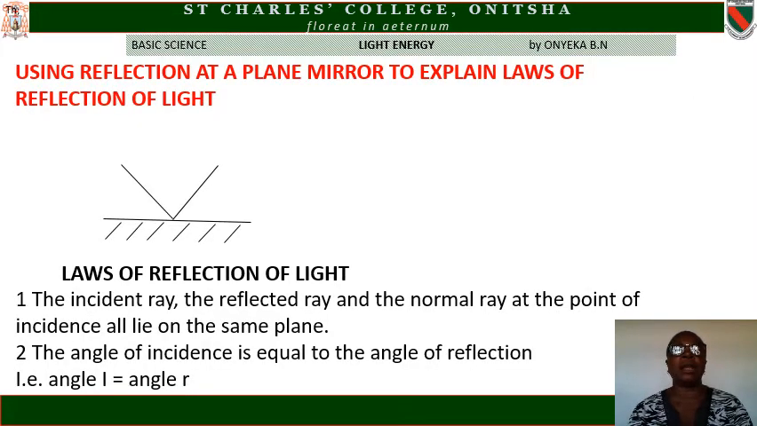Using reflection in a plane mirror to explain the laws of reflection of light. Laws of reflection of light. 1. The incident ray, the reflected ray, and the normal at the point of incidence all lie on the same plane. 2. The angle of incidence is equal to the angle of reflection. That is to say, angle i equals angle r.